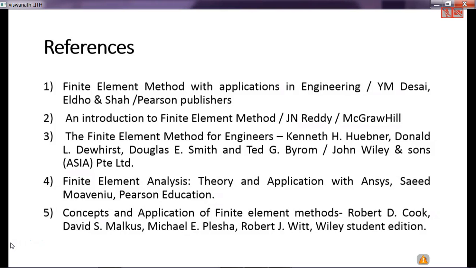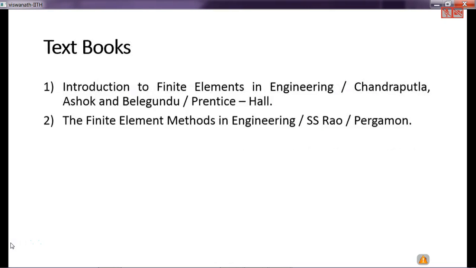But this would suffice for the BTech curriculum. So, one through five are reference books. If you have a library, you can go and browse through it at your will. However, I would re-emphasize that if you want to buy certain textbooks, these two textbooks are a good start.